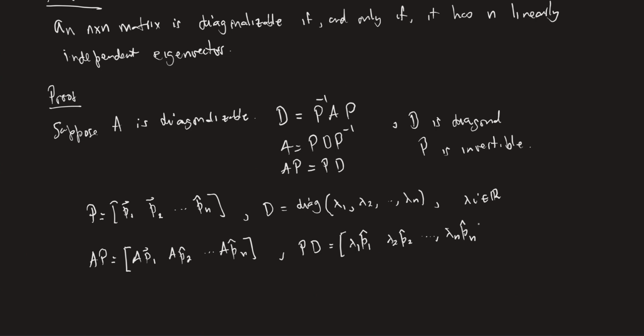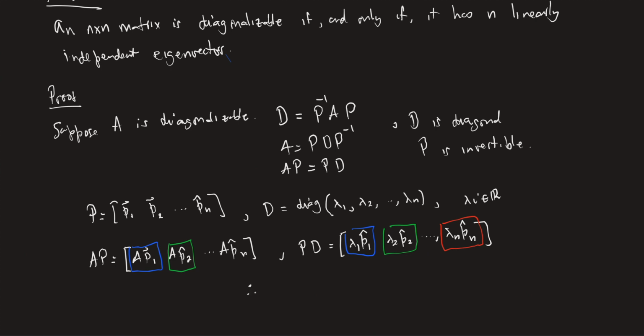So we have our two matrices. Now, here's the key. We're saying that these two matrices are equal. So what that means is this column has to be equal to that column, and this column has to be equal to that column, and then this column has to be equal to that column. So basically, I'm just going to write it down.